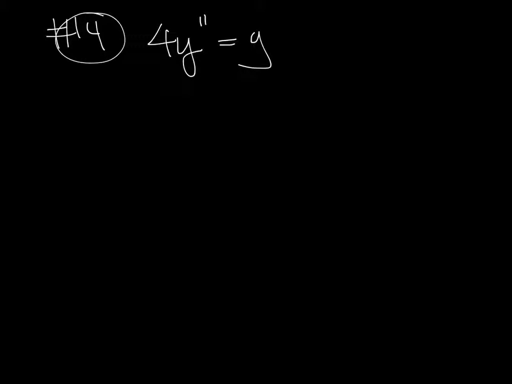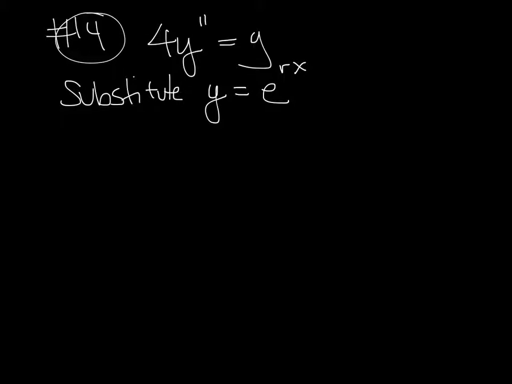Okay, number 14 in your book. And it says, well, let's write the differential equation. So 4y double prime equals y. And the directions say substitute. So substitute y equals e to the rx into the given differential equation.